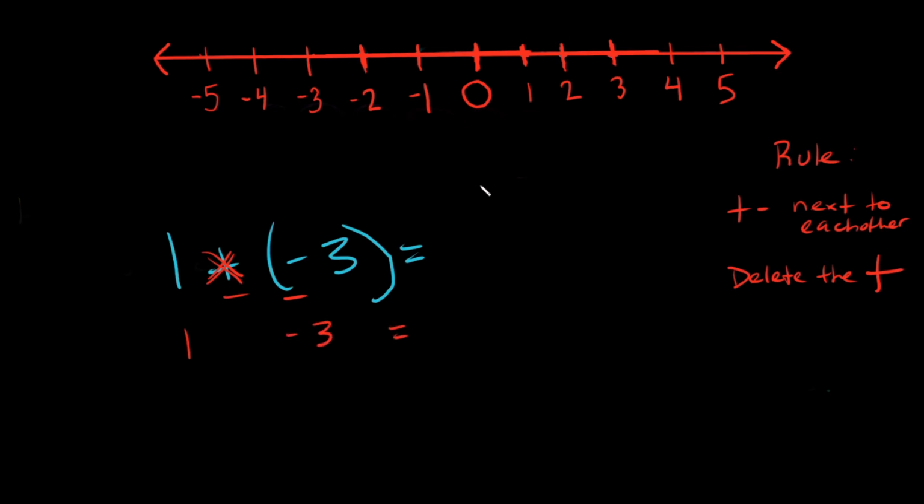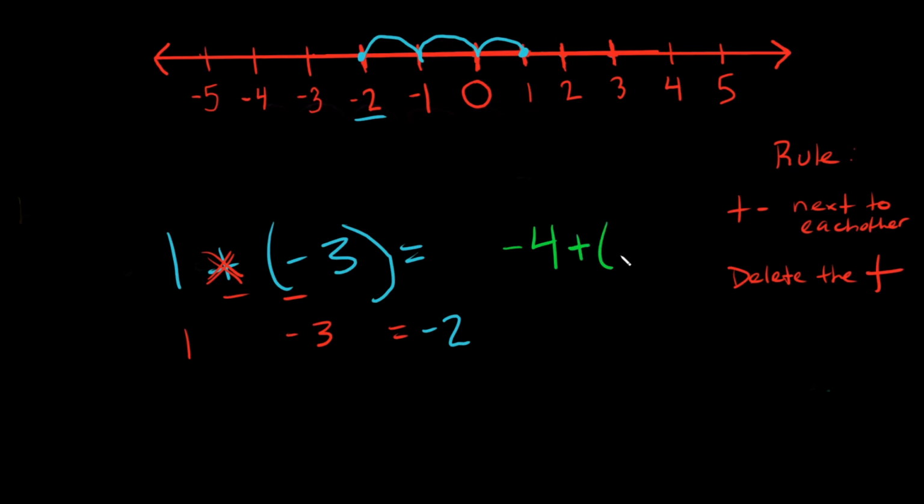Well, what's 1 minus 3? You could either do it in your head, right? That'd be -2, or if you want to use the number line, start at 1, move back 3 spots, 1, 2, 3. Where did we land? -2.